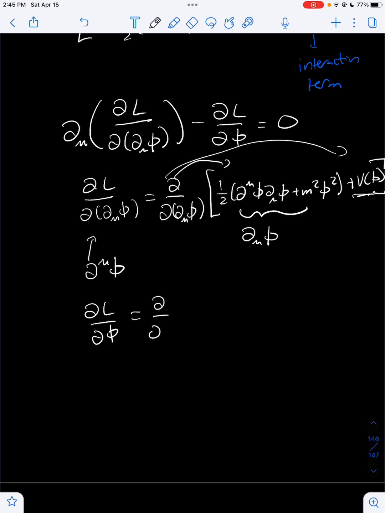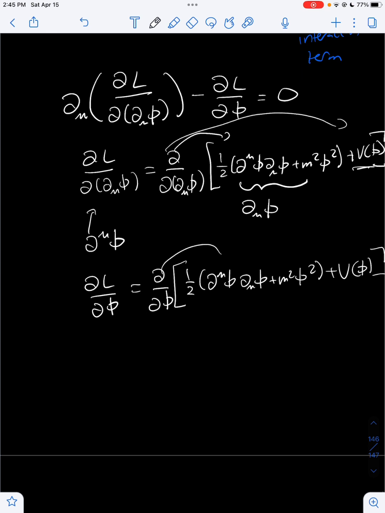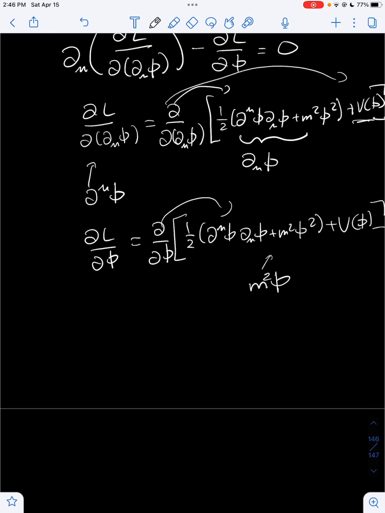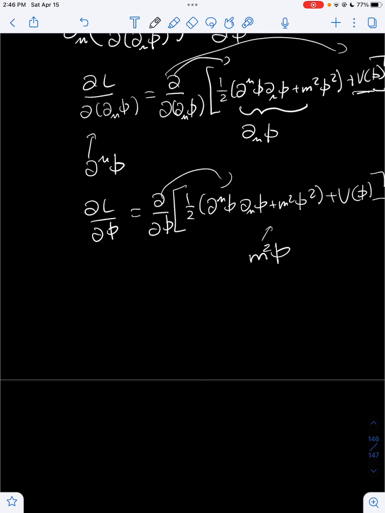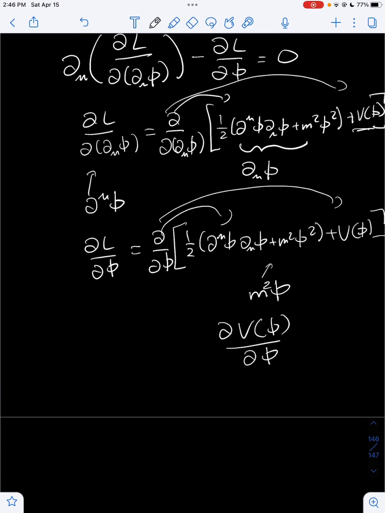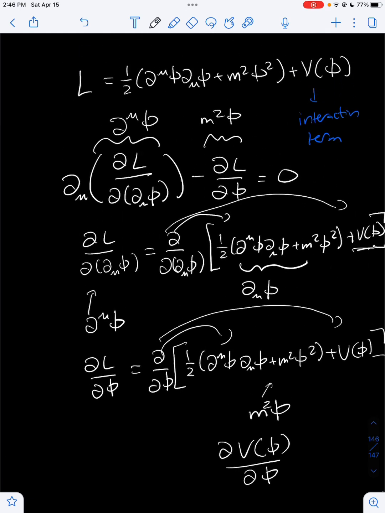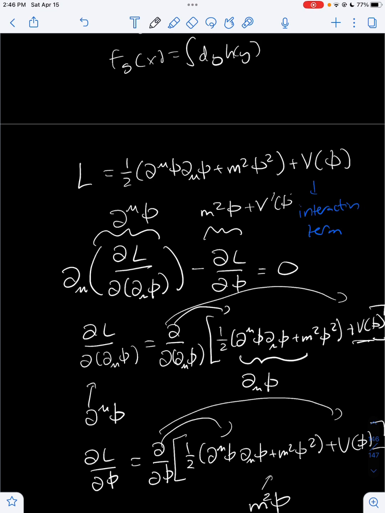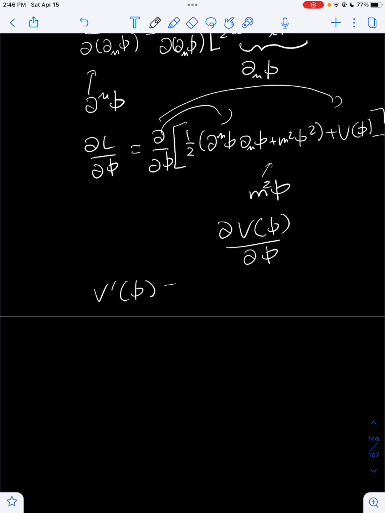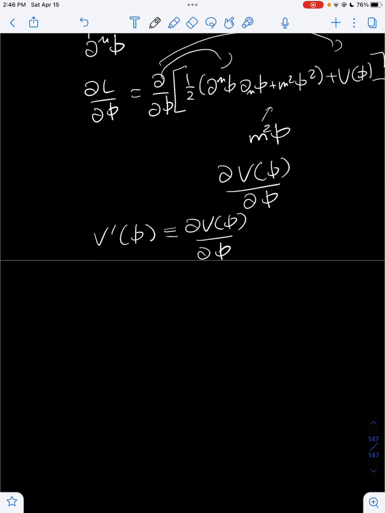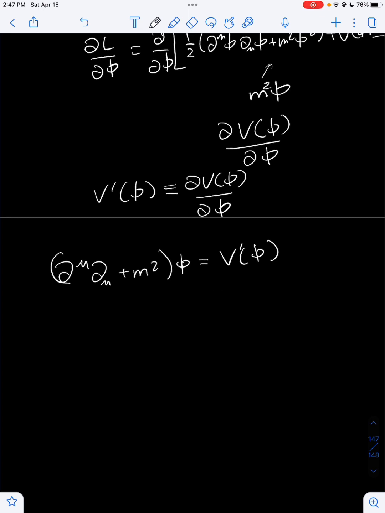Now what about partial L over partial phi? Well, that's going to be partial over partial phi. Again, when this goes in here, we're going to have m squared phi once we take this derivative. And when this derivative goes here, we're going to have partial V of phi with respect to phi. So basically, this part is going to be partial mu phi, and this part's going to be m squared phi plus V dash of phi, where V dash of phi is just defined as being the derivative of our potential. As a result, our new Klein-Gordon equation becomes this right over here, and we call this the interacting Klein-Gordon equation.